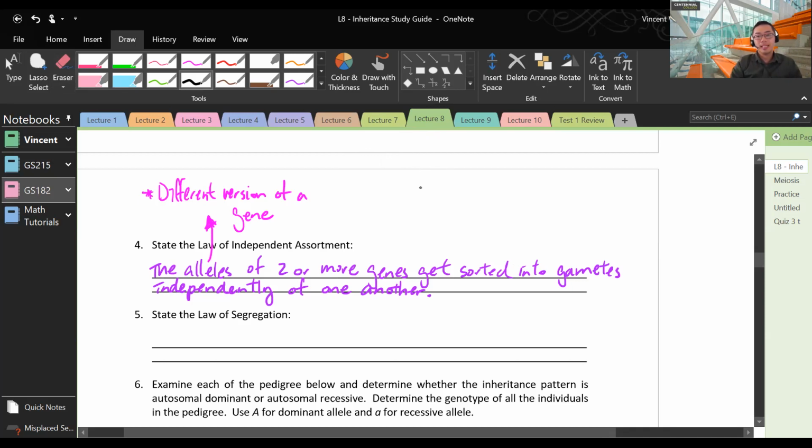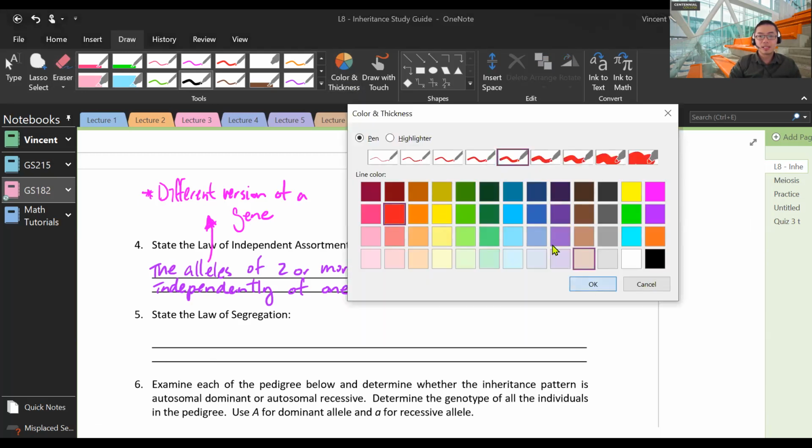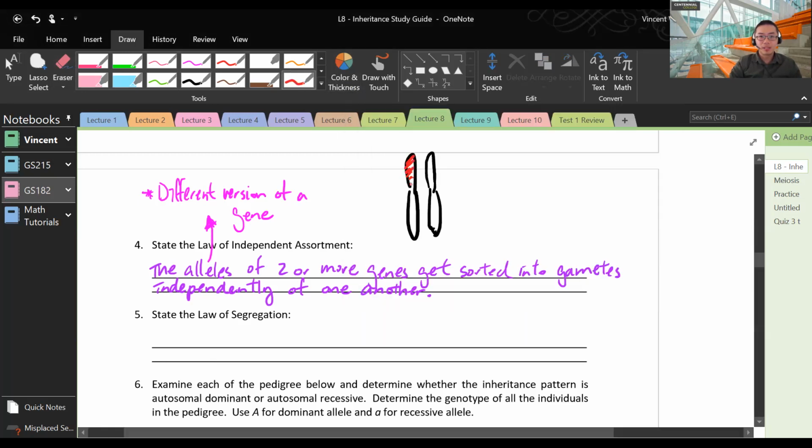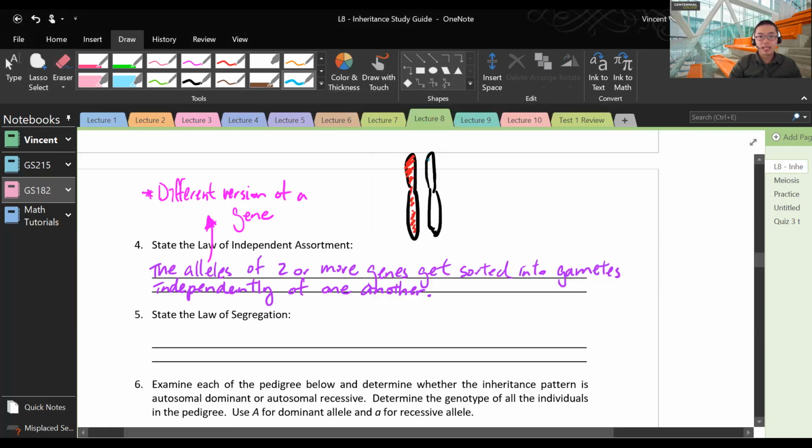But yeah, anyways, back to here. I was saying, let's say we have some chromosome here. This is the chromosome from mom, and this is the chromosome from dad. I'm just going to use the stereotypical color. That's the one from mom, and that's the one from dad.